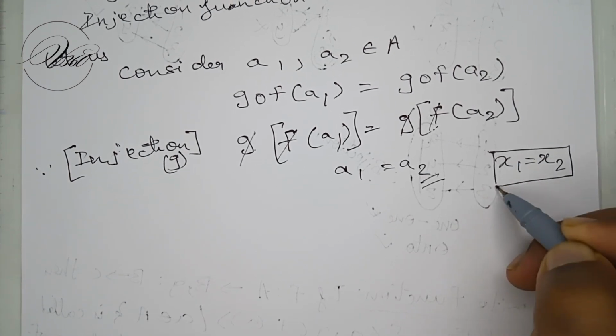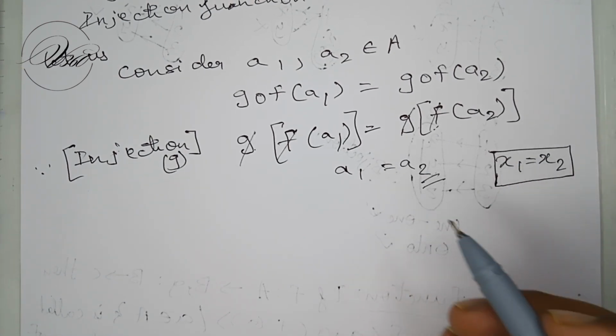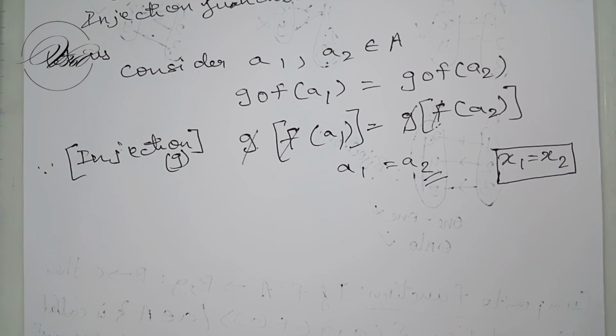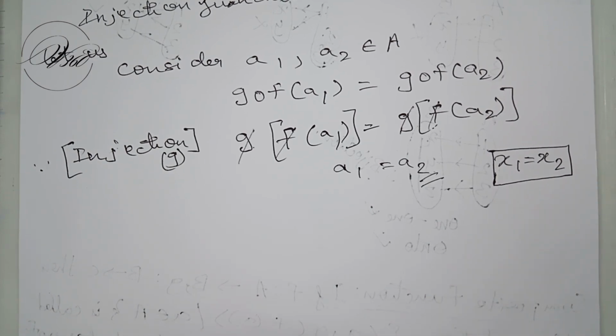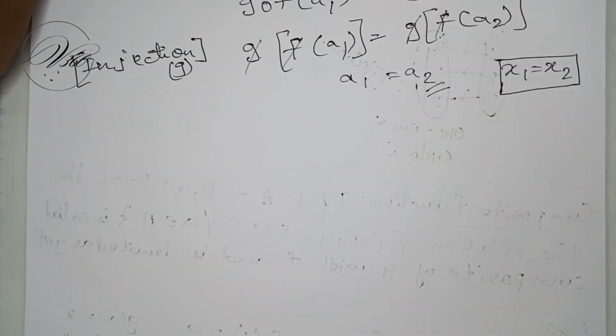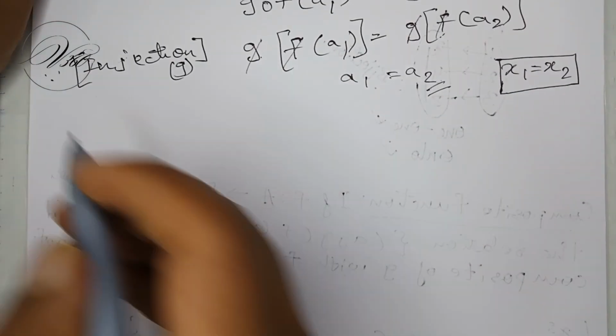Now here we have changed the variable to A, so we can write it as x1 is equals to x2 or A1 is equals to A2 or any other variable or alphabetical letter. Now we will do the surjection part. Let us do the surjection part.